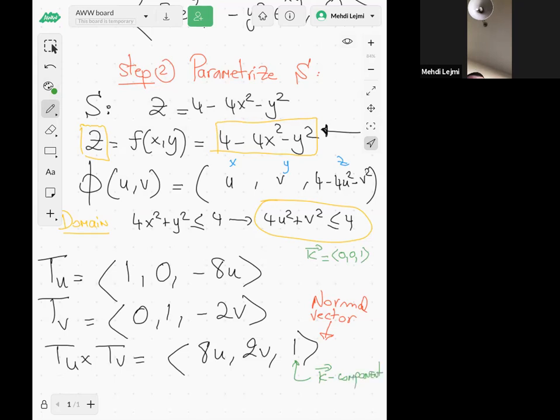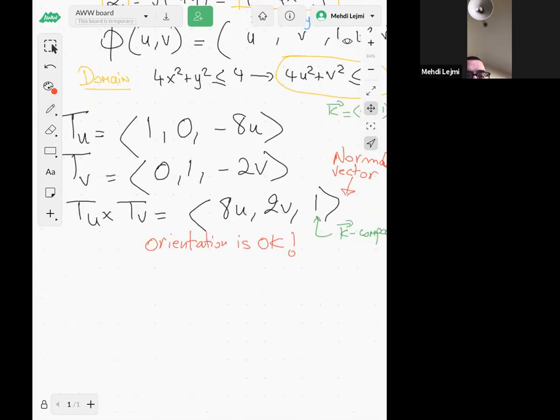All right, so the k component is non-negative, it's positive. So then the orientation is okay. The orientation induced by this parameterization is the orientation required by the problem. All right, now you want to compute your curl of F. Okay, now last step, which is step what?